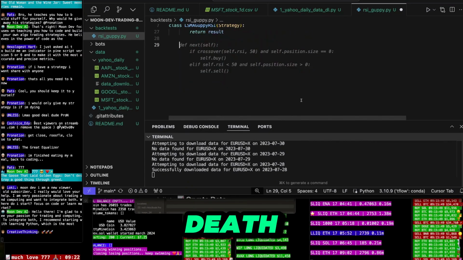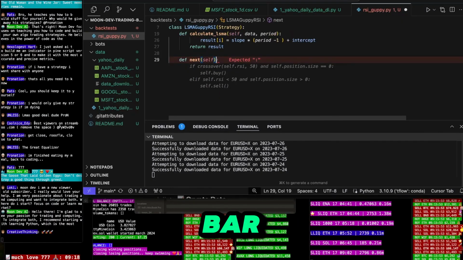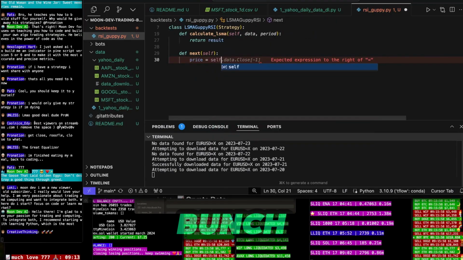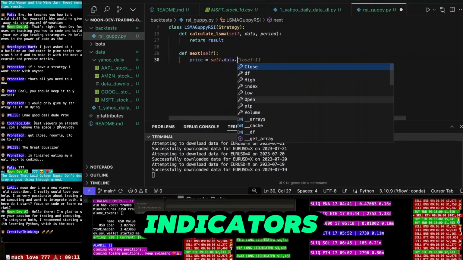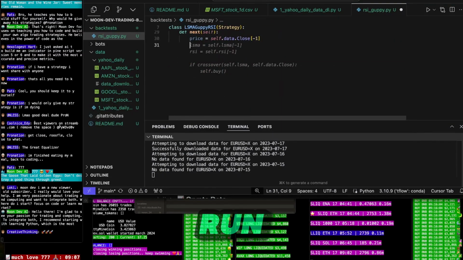And then we're going to say def next. Def next. And this is what happens on every single bar. So when you're building backtests, you initiate a bunch of indicators or whatever you're using, and then on each bar, you run this.